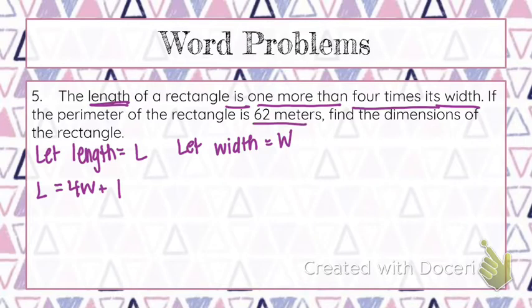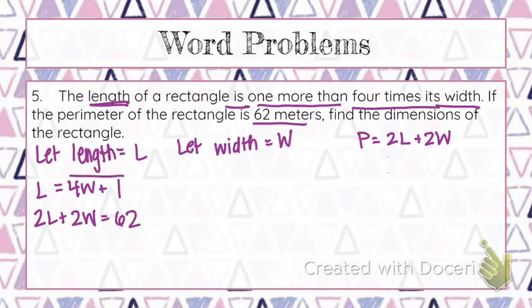So something we want to think about is that the perimeter of a rectangle is 2 times the length plus 2 times the width. Or you could see this as L plus W plus L plus W. It's the same thing, okay? So we're going to use this formula to write a second equation that uses our variables. It tells us that the perimeter is 62. So we know that 2L plus 2W has to equal 62.